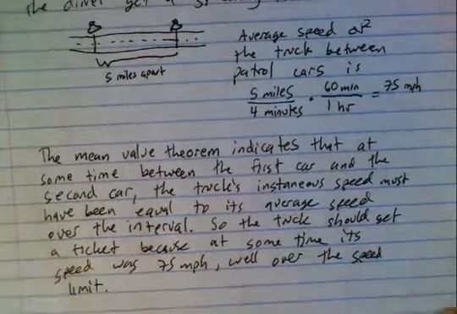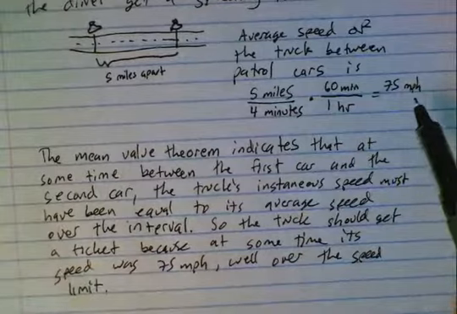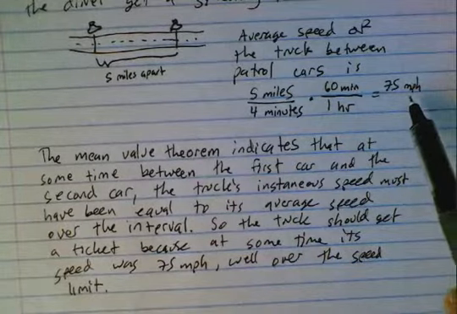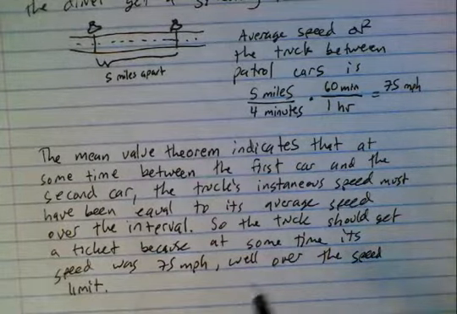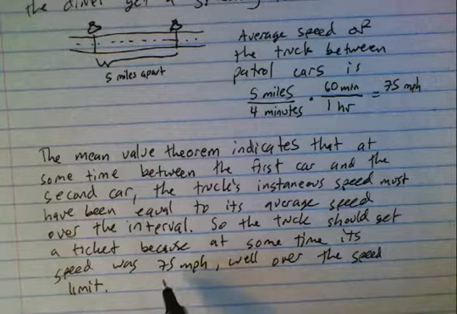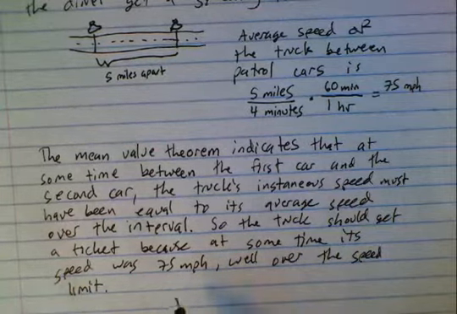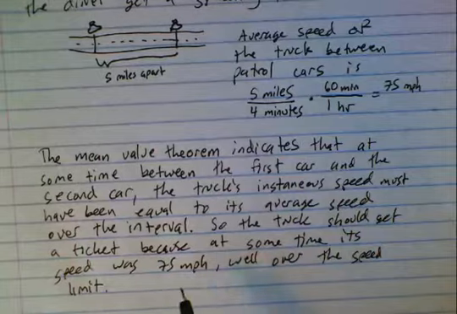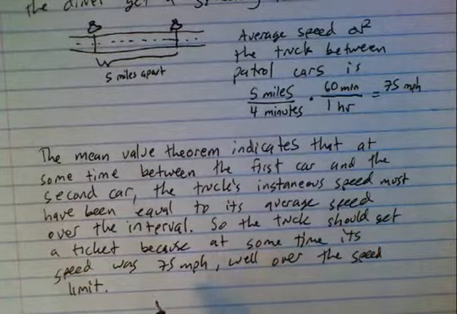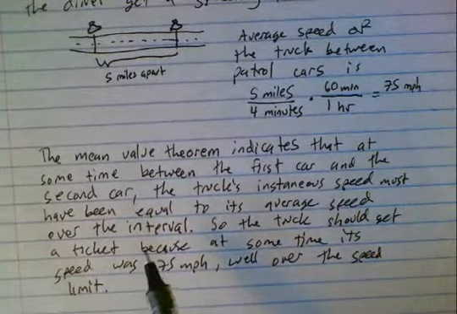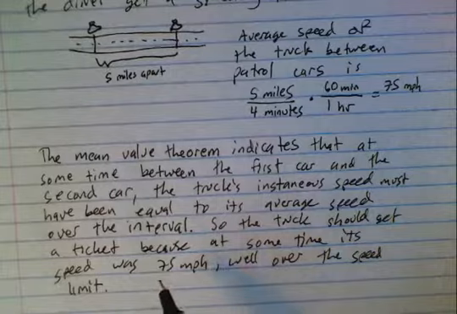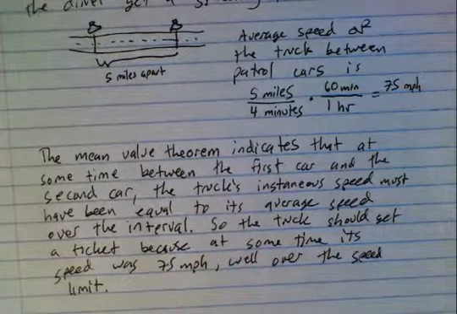And in fact, because this is an average speed, at sometimes it was probably going slower and sometimes probably going faster. So it really should get a ticket because it's probably going even faster than 75 miles per hour at some point. But this would hold up in court because we know that at some point it was going exactly 75. That's guaranteed by the mean value theorem since all conditions are met. And 75 is way over 55.